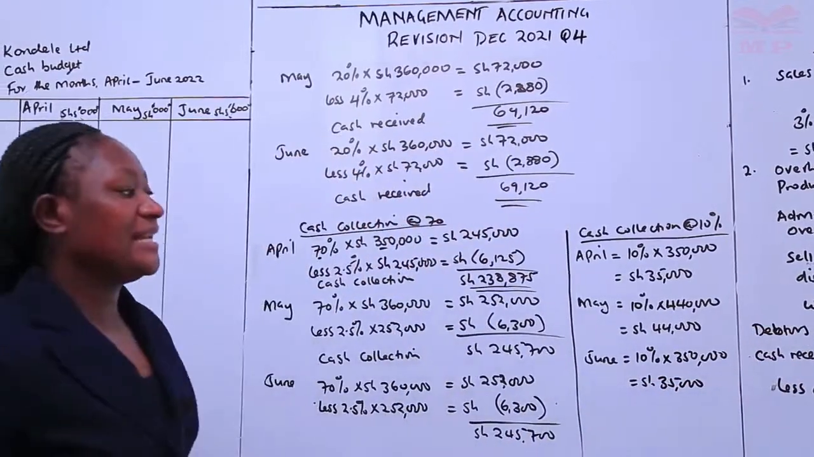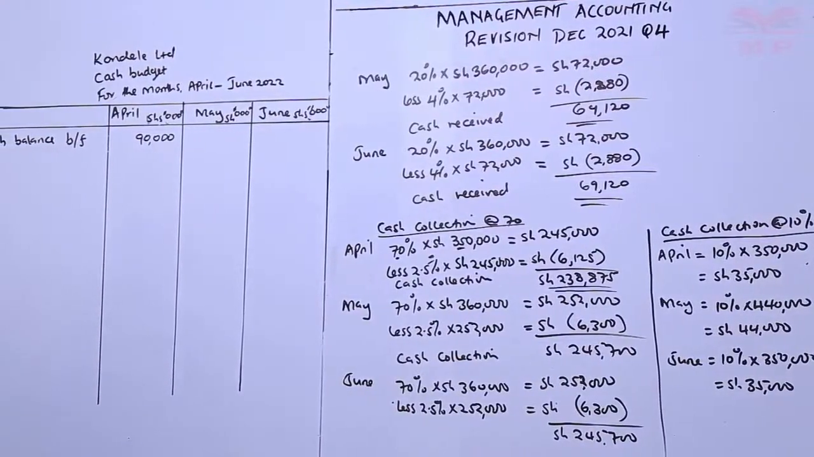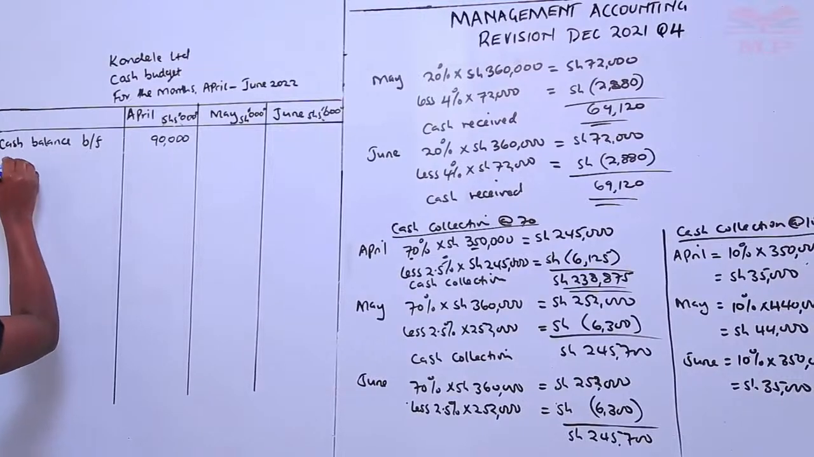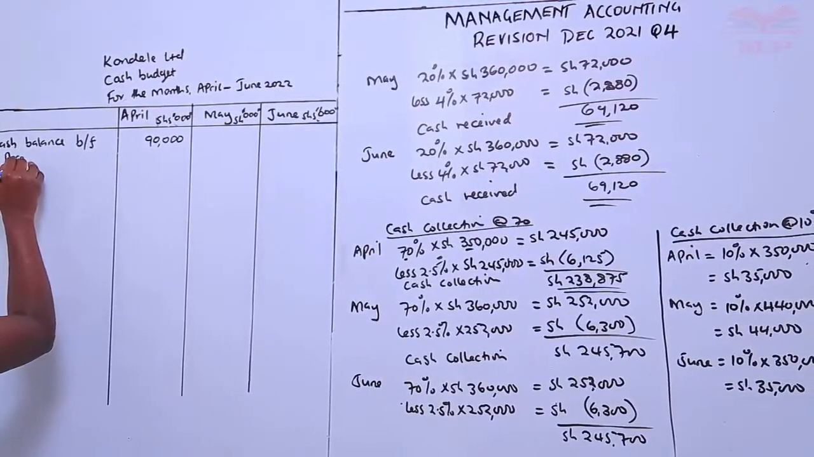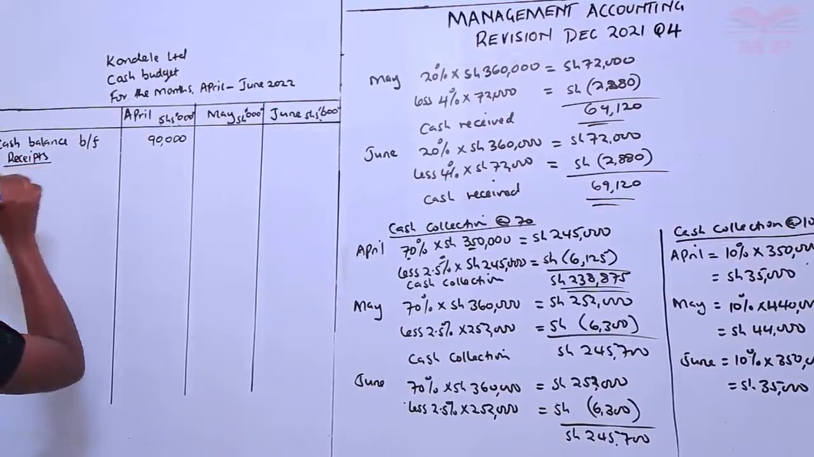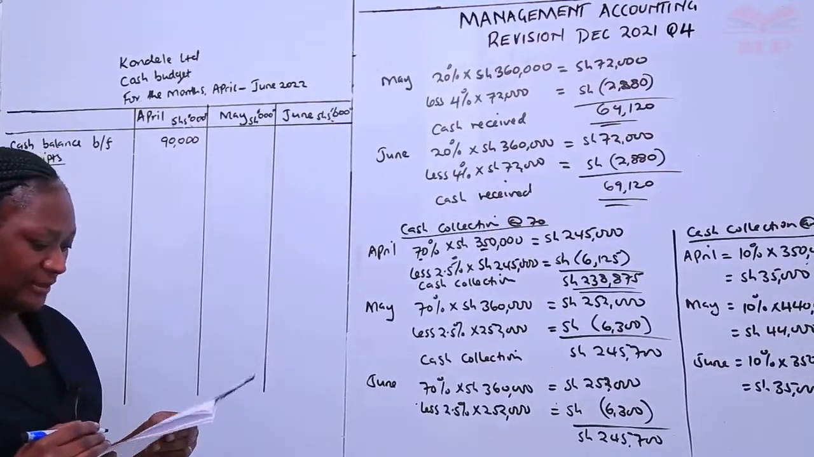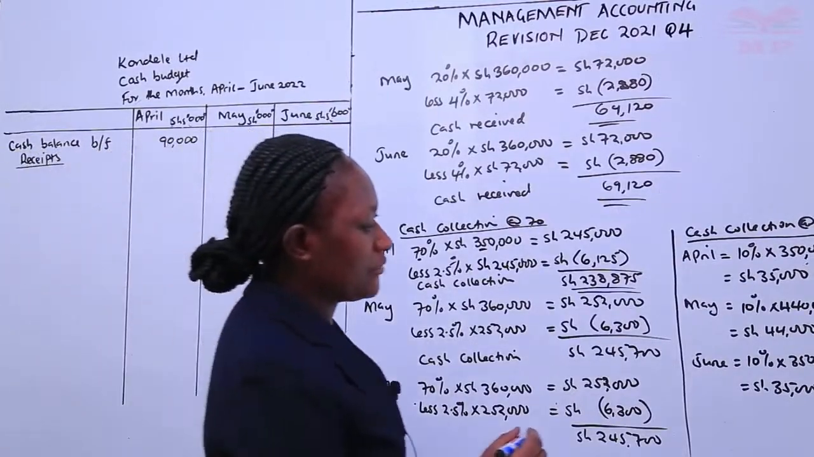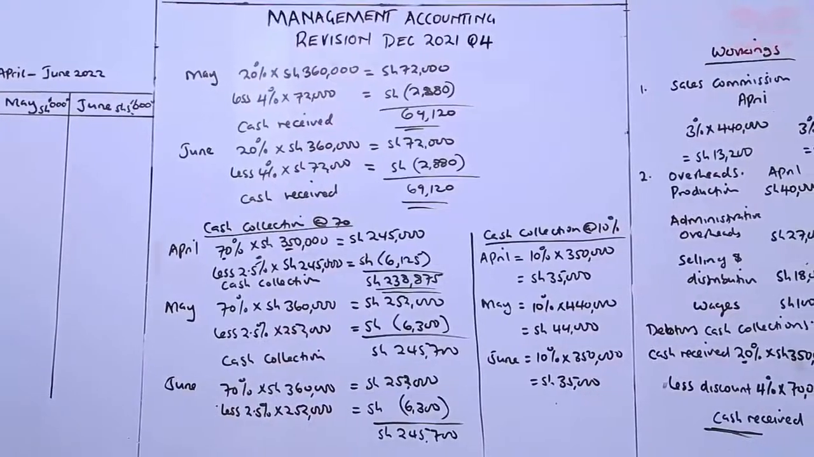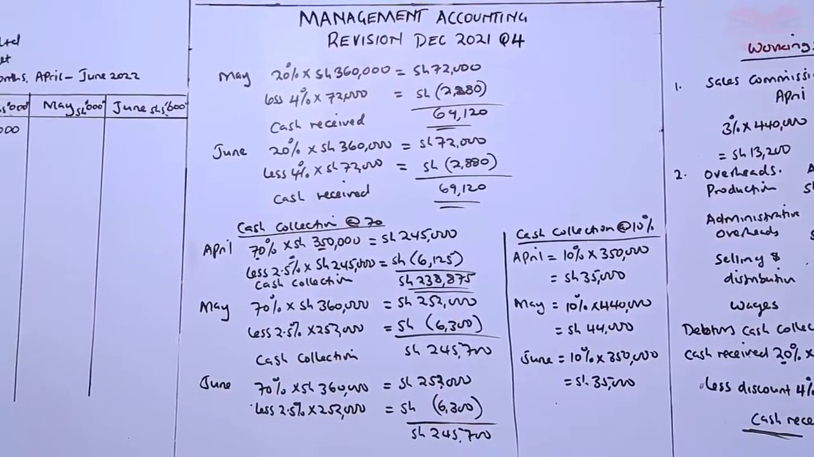So once we make those adjustments, we now come to our budget and simply put in the figures. So once we have the cash balance that is brought down, we are to identify the receipts. We add receipts. So what are the receipts in the question? The receipts, we have the cash received. So we have cash from sales.